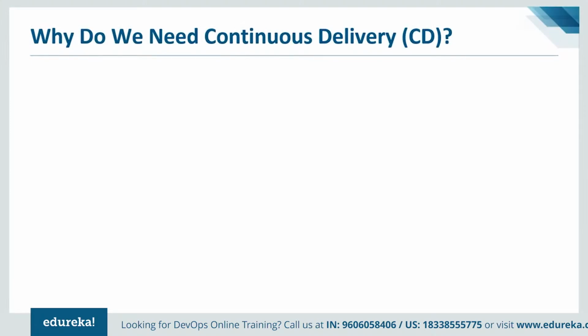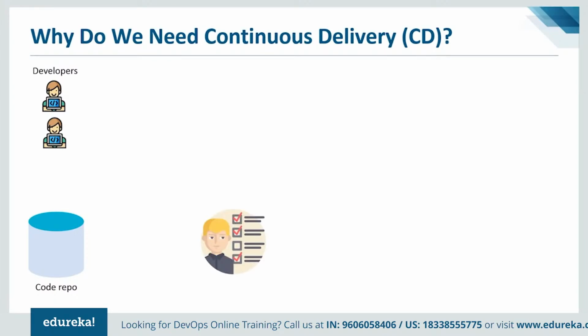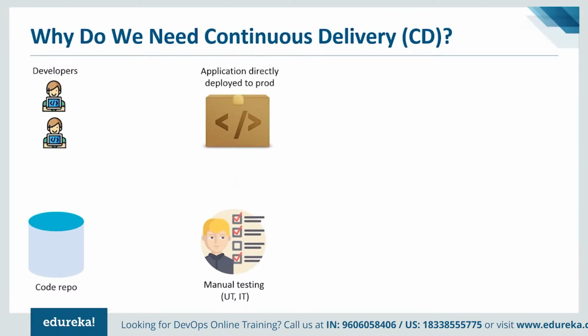So now let's look at our first topic, which is why do we need continuous delivery. I'm going to explain this with the help of a small scenario. Here you can see that there is a group of developers who are committing their code into the code repository. Now this repository will compile and execute the code and then send it to the quality assurance or the QA team. This team will manually perform tests like unit tests and integration tests to check if there are any logical errors in the code. And once they're done fixing the errors, they'll directly deploy the application to production.